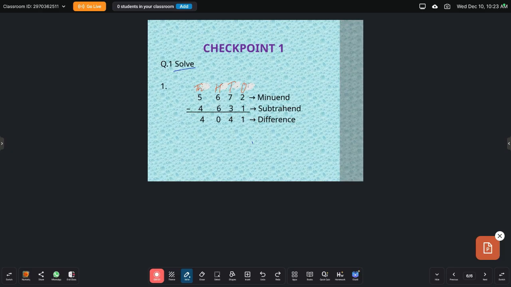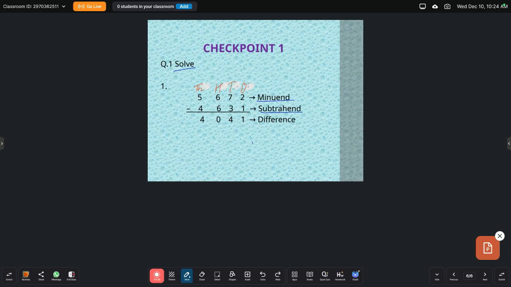After that, we have the top number. The top number is the minuend and it is always larger than the subtrahend. So the top number here we have is 5,672. So it is the minuend. And the bottom number here we have is 4,631. And this number is called the subtrahend. That means we have to subtract this subtrahend from the minuend.